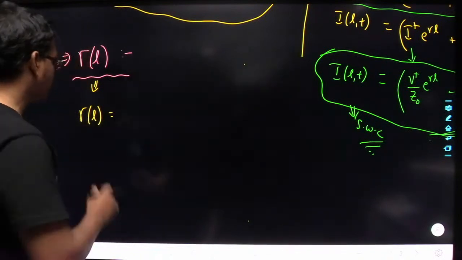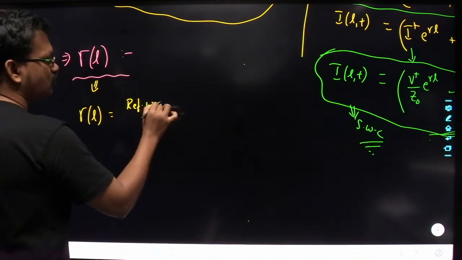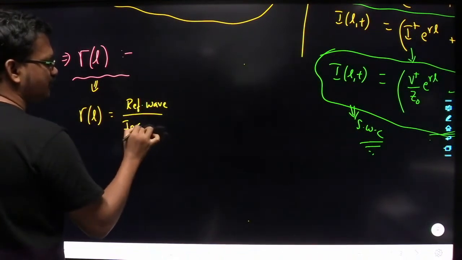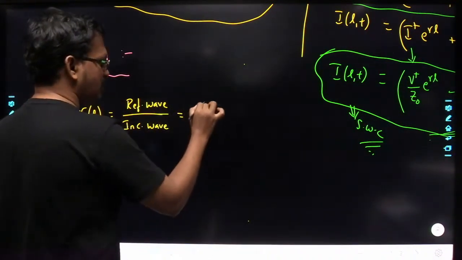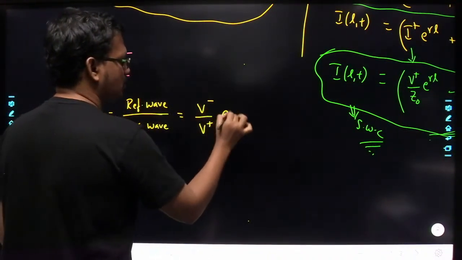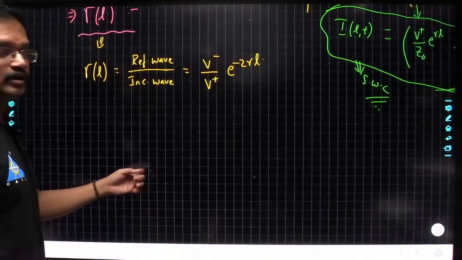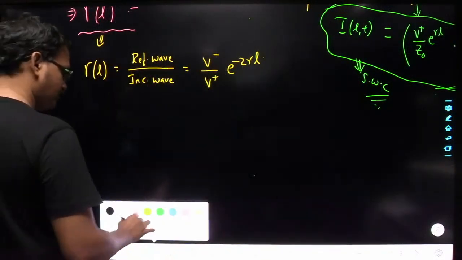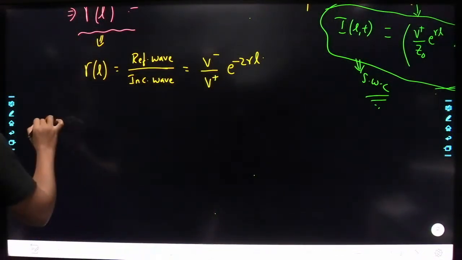So we have taken the ratio of reflected wave to incident wave. So what we got here is V minus by V plus into e power minus 2 gamma L. From here we have derived the expression for the reflection coefficient.